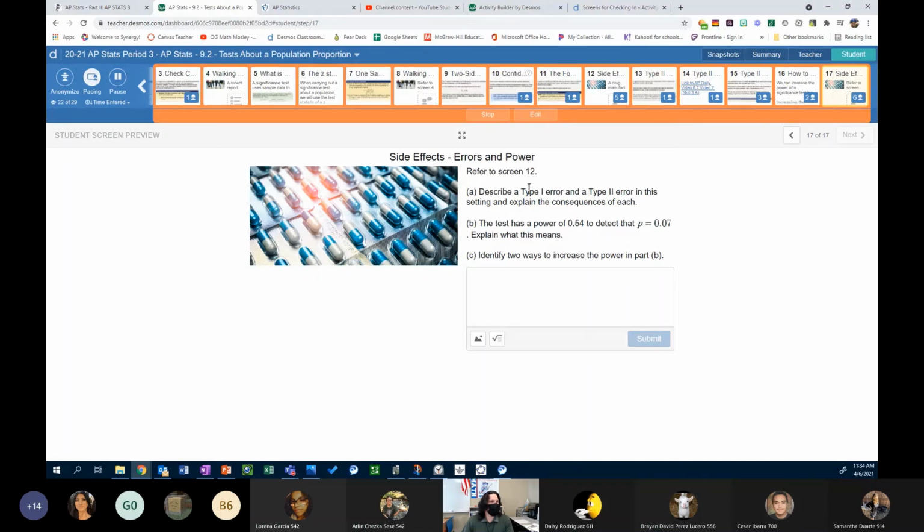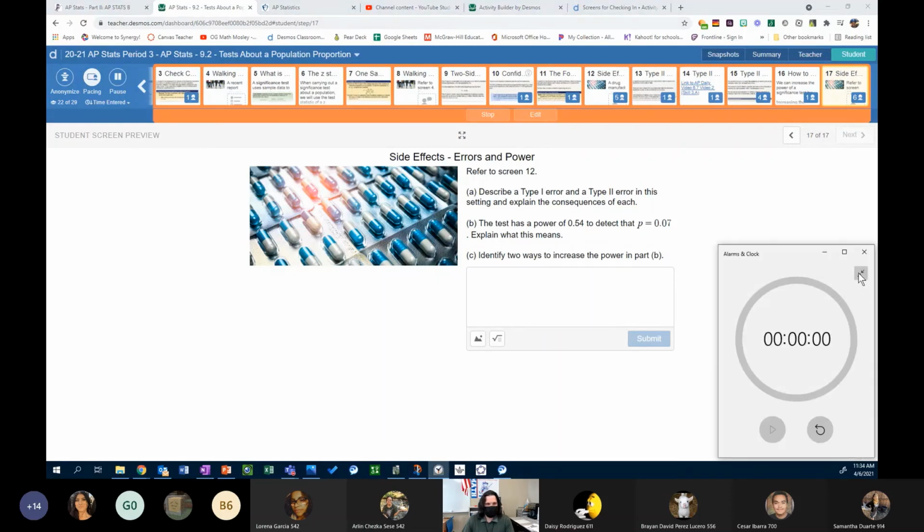Again, if you need a reminder of what a type 1 and type 2 error are, those specifics should be in section 9.1 if you have notes for that. You can also just refer back to, I think screen 15 has a brief description of both of those. So we'll do a few minutes here and then we will talk about this.